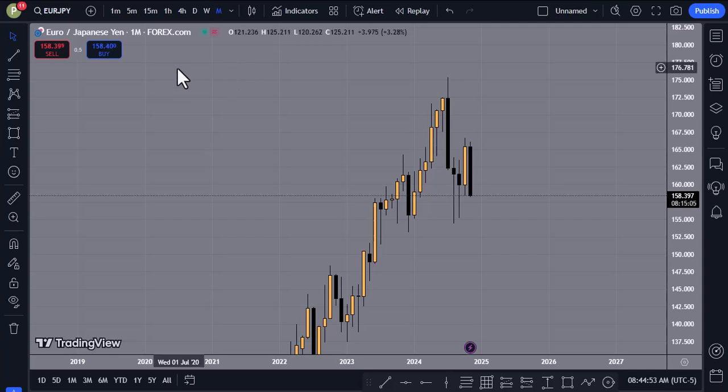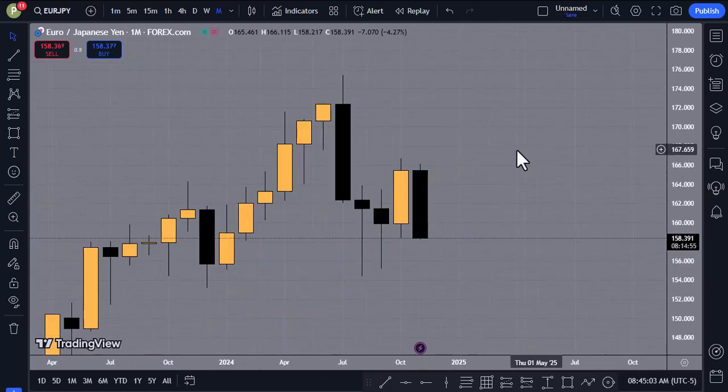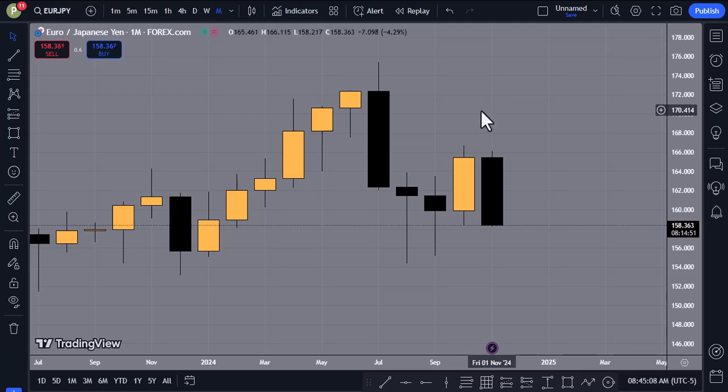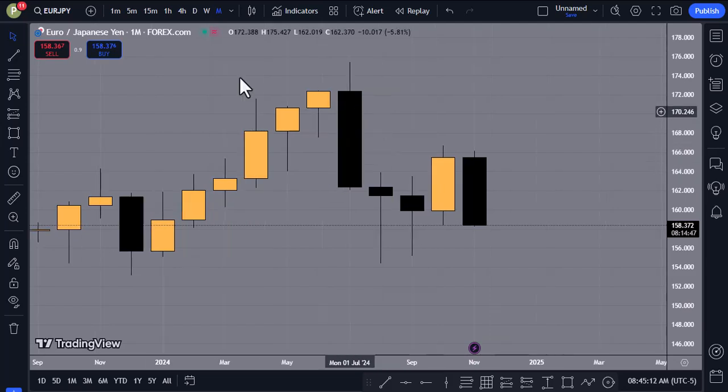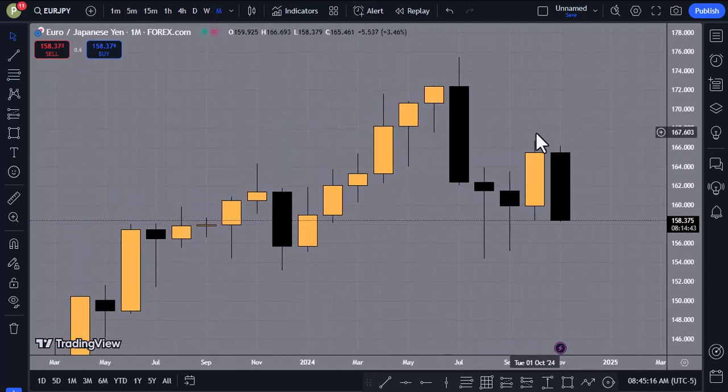ICT Power of Three. In this video, we'll be talking about ICT Power of Three. Now, I want you to take a close look at something. If you look at the candles that have formed, not this one that is still forming, on a monthly chart. You can do this from any chart, whether weekly, daily, or 15-minute chart.